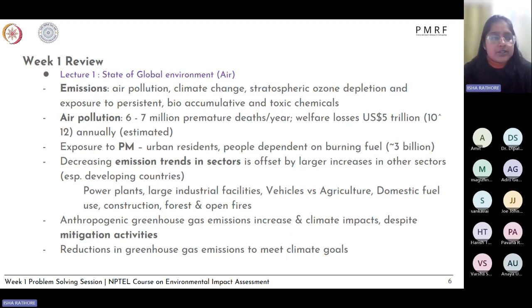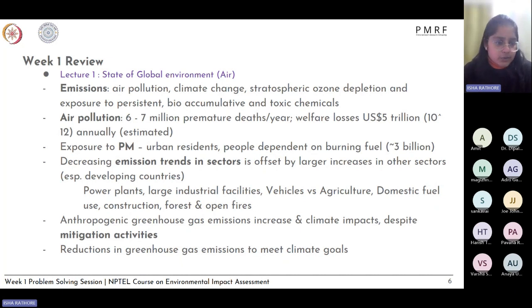Also, forest fires and open fires are getting more frequent. As you follow the news, you keep hearing about these forest fires happening. So these also account for emission increases. So certain sectors in developing countries are contributing more towards emissions, while in the developed countries, different sectors have higher emissions.